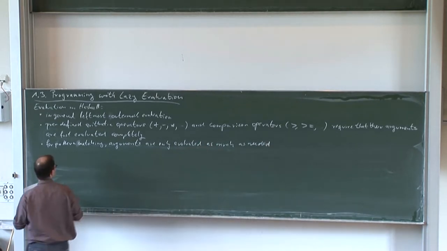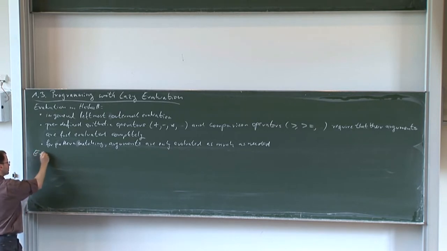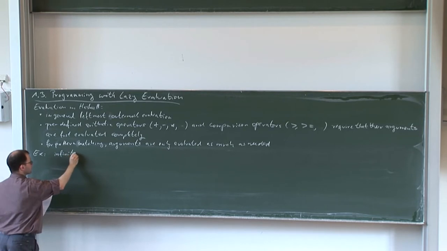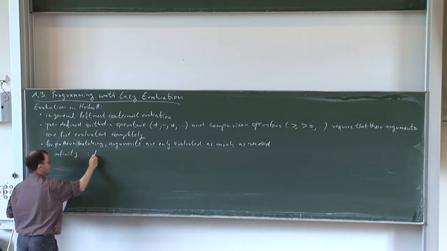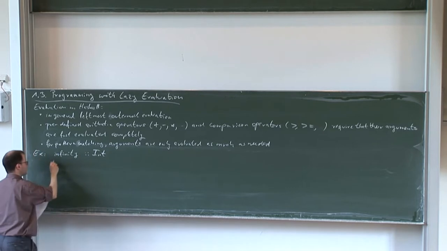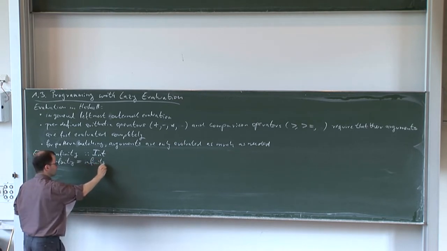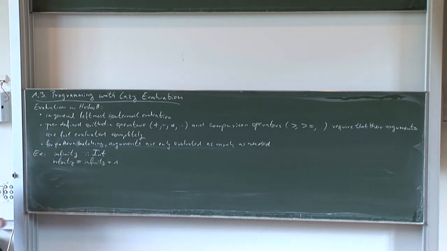An example to demonstrate this is this. Now let's say we want to define the number infinity. So this would be an integer, and we can define this like this. So infinity equals infinity plus 1. Now obviously if you try to evaluate infinity, then this will not terminate. Because infinity evaluates to infinity plus 1. This evaluates to infinity plus 2, infinity plus 3, plus 4, plus 5, and so on.